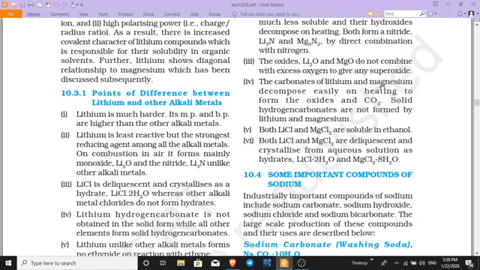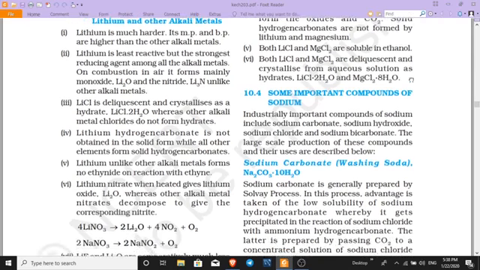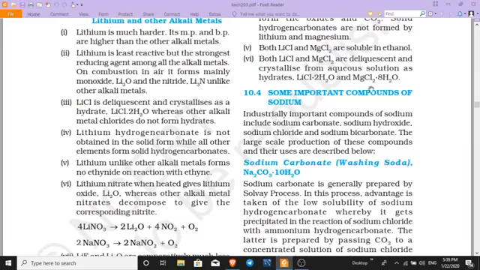The carbonates of lithium and magnesium decompose easily on heating to form the oxide and CO2. Solid hydrogen carbonates are not formed by lithium and magnesium. Both lithium chloride and magnesium chloride are soluble in ethanol. Both are deliquescent and crystallize from aqueous solution as hydrates: LiCl.2H2O and MgCl2.8H2O.